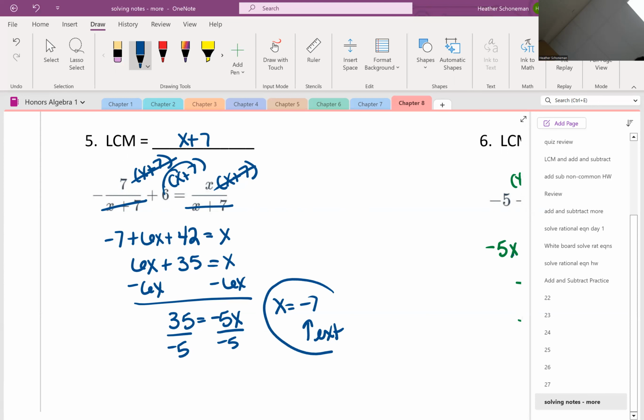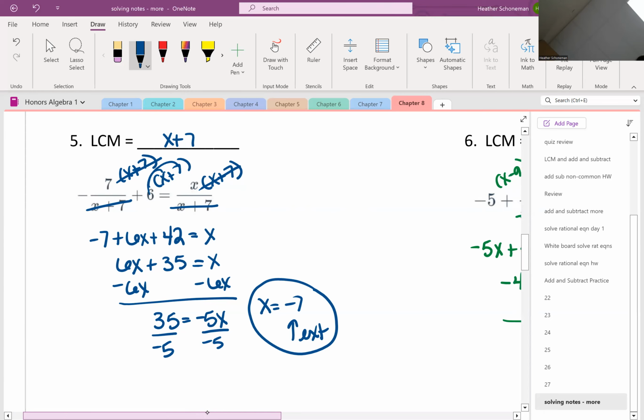So even though the work shows that it's -7, when you plug it in, it doesn't actually work. So there's no good solutions for this problem. So there's no real solutions. But I still view this on the quiz. I'd want you to write -7 and then mark extraneous to it so I can see that you did the work. Okay, pause the video and try number 6.